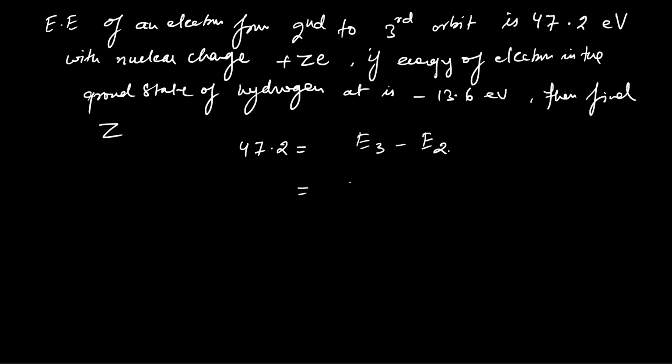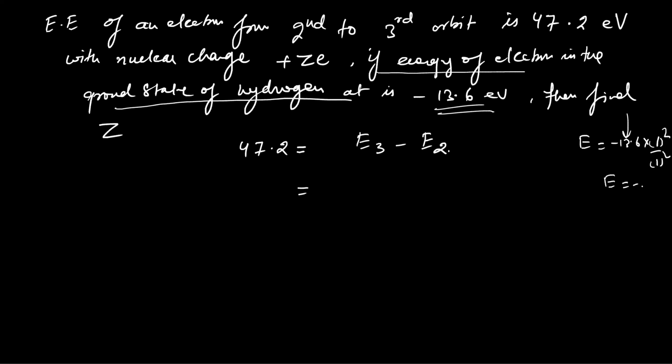Now, what does this mean? The energy of the electron in the first orbit is given indirectly: E is equal to minus 13.6 and we have the hydrogen atom. Hydrogen atom has only one shell, so the atomic number is 1. So this indirectly says that E is equal to minus 13.6.